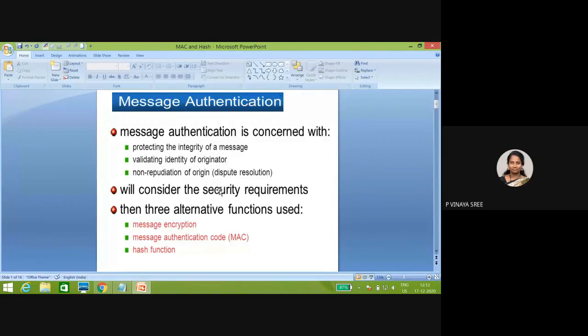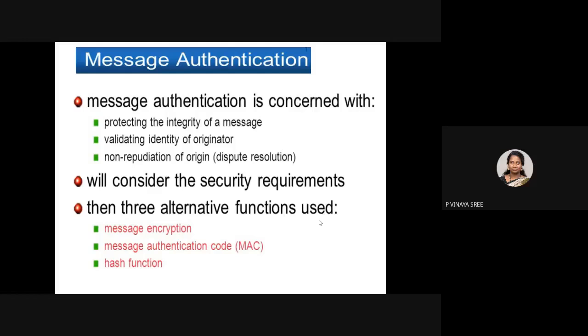To provide this, for example, when Alice and Bob want to communicate with each other, how does Bob know that the message is from Alice? For that, there are two authentications that we are providing. Try to concentrate.